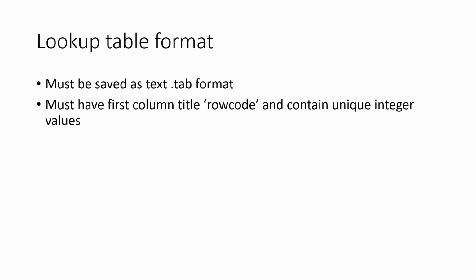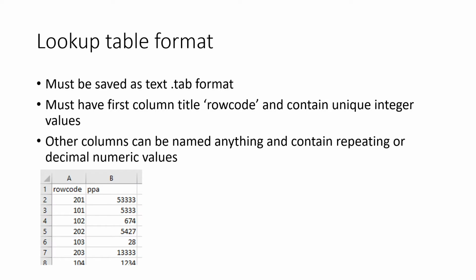The next thing to talk about is how our lookup tables need to be formatted so that Survey Solutions will accept them and be able to work with them. So the first rule is they must be saved as a text.tab format. The second requirement is that the first column should be titled rowcode, and it contains only unique integer values. So no decimals and no value twice. The other columns, you can add as many as you'd like, and these can be named whatever you like, and they can contain repeating or even decimal numeric values. So here's a quick example below.